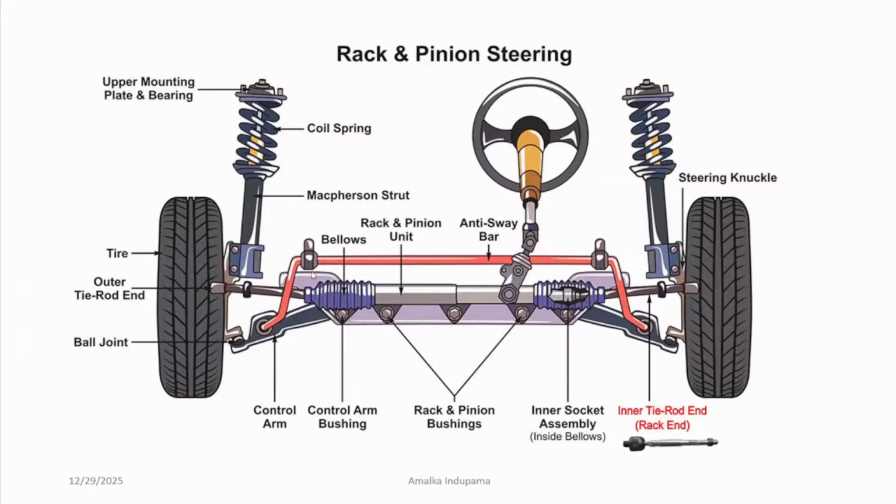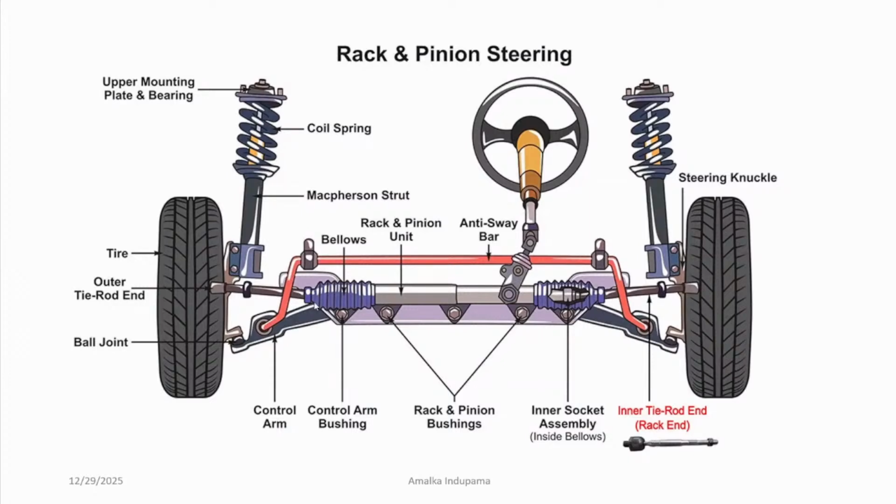So these are the components which belong to the steering system. Our steering wheel is here, the steering gearbox is here, rack and pinion. This tube includes the rack and pinion, and we have our tie rods, inner tie rod and outer tie rod, right? Basically, the inner tie rod is called the rack end. Hope you all are familiar, right?